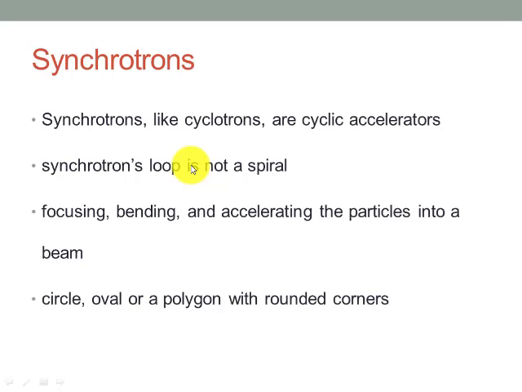In fact, the various tasks a synchrotron must accomplish, like focusing, bending, and accelerating the particles into a beam inside a vacuum pipe, can be accomplished by different assemblies at different times. So the path can be a circle, an oval, or a polygon with rounded corners. The shape could be of any kind in the case of a synchrotron, but in the case of a cyclotron, the shape was only circular. So in the synchrotron, variation is possible.